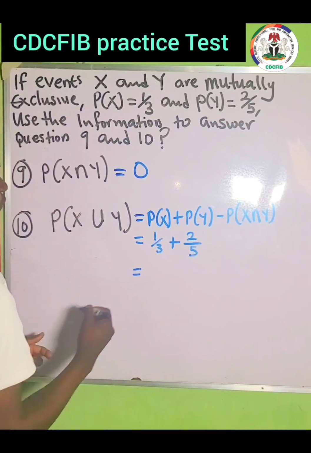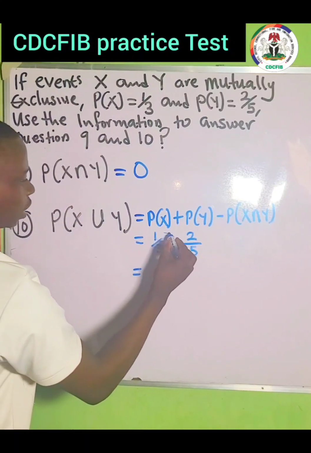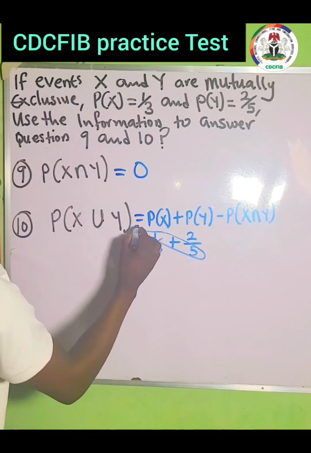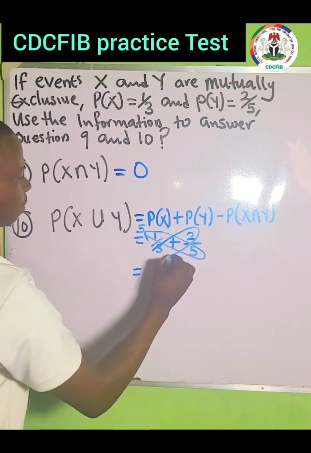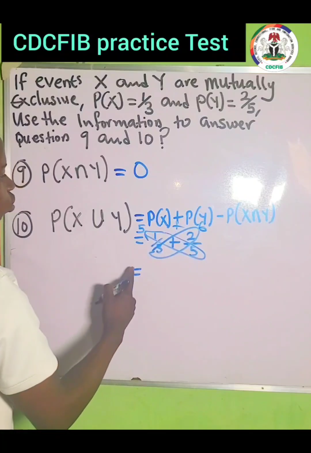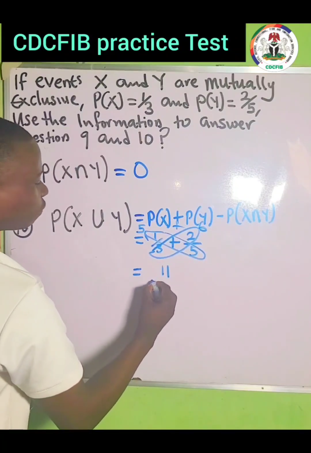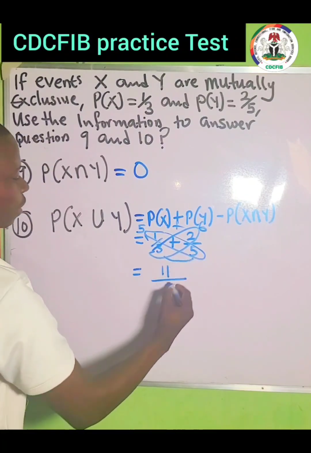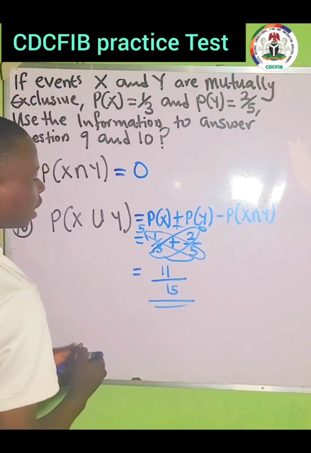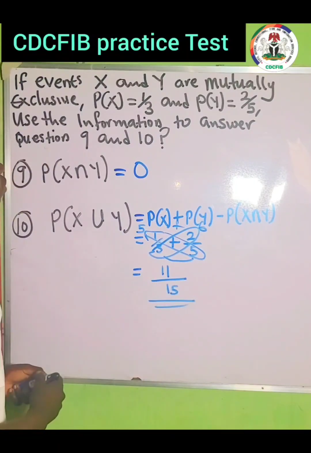Now we're going to add these two fractions together. So let's use the cross multiplication method. 5 times 1 is 5. Then 3 times 2 gives us 6. Then we add the two together. 5 plus 6 is 11, over 3 multiplied by 5, which gives us 15. So therefore, the answer to number 10 is 11/15.